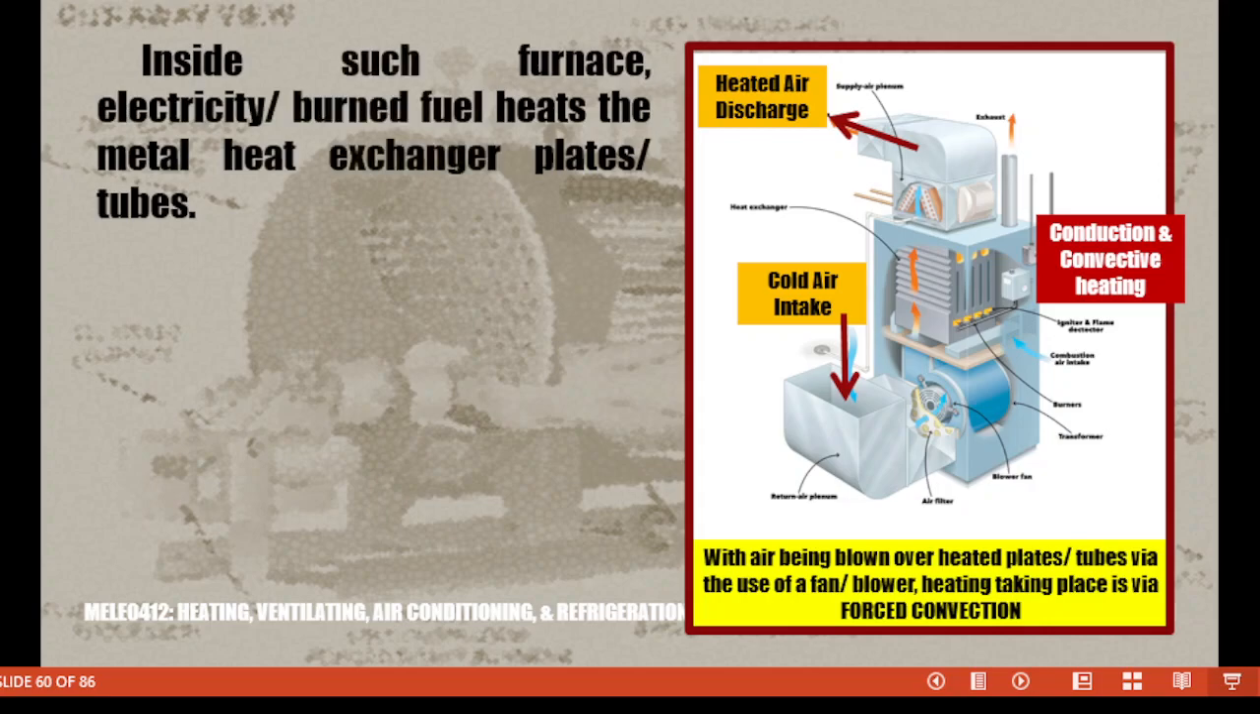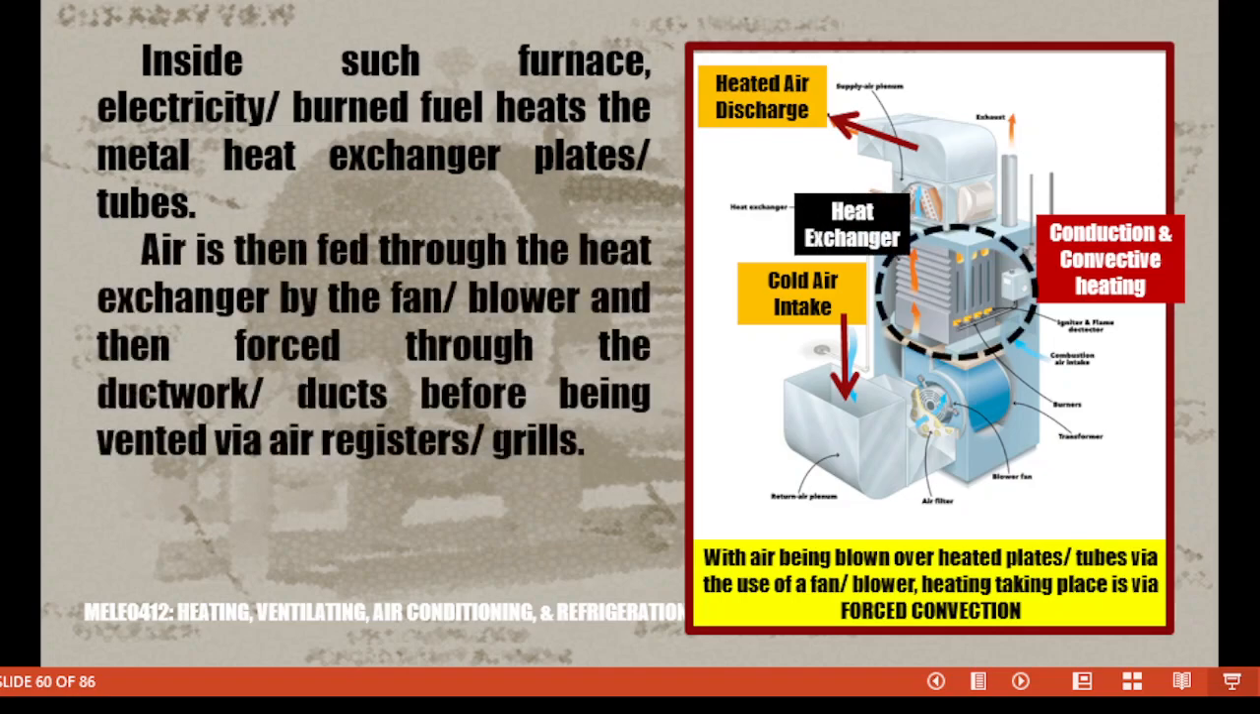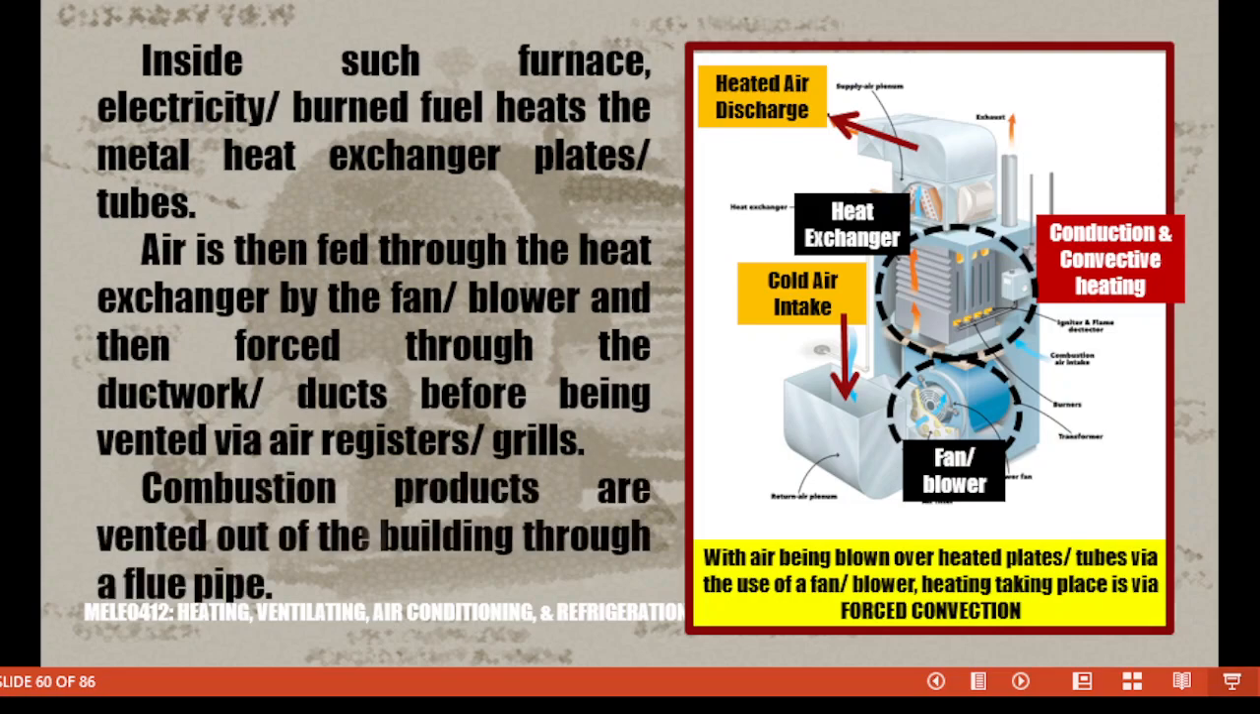So again, sa loob ng furnaces natin, meron tayong mga heat exchanger plates or tubes that are either heated by electricity or by products of combustion. So, passing air being supplied by fans or blowers receives the heat from the electricity or products of combustion by the so-called heat exchanger plates or tubes. So, combustion gases in the form of flue gases are eventually discharged by a separate vent, para ma-prevent natin yung possible contamination.